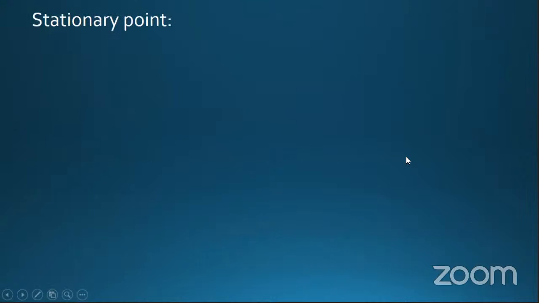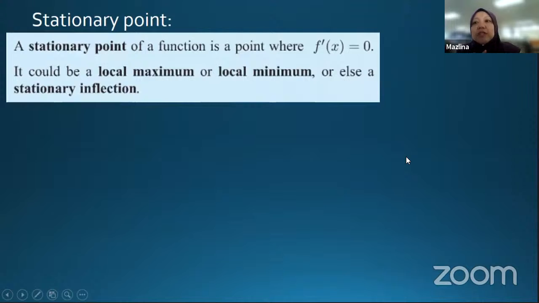Boleh, teacher. Alright, so this is what I want to tell you just now, the stationary point. Okay, class. A stationary point of a function is a point where f prime is equal to 0. It could be a local maximum, a local minimum, or else a stationary inflection. Okay, so tadi I told you stationary point ni can be a point where it turns your gradient from positive to negative where you get your maximum, or from negative to positive you get your minimum point, or maybe it is still positive and positive but it changed the concavity of the curve.